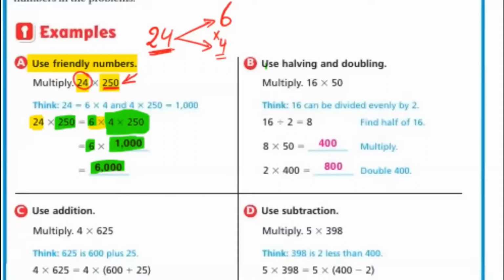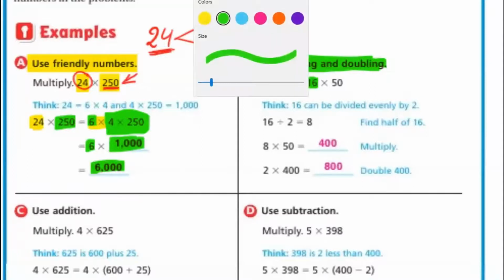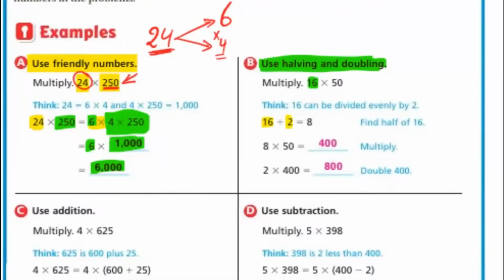Okay, the next one, using halving and doubling. Okay, what's the meaning of that? Firstly, you have to get the half of the first number by dividing it by 2. So let's divide 16 by 2 equals 8. And then the number you have here, let's multiply by the other number. So 8 here multiplied by 50, it will be 400. And then let's double the 400 by multiplying it by 2, it will be 800. Okay, this way is very hard.